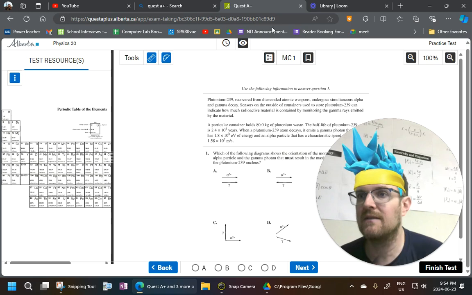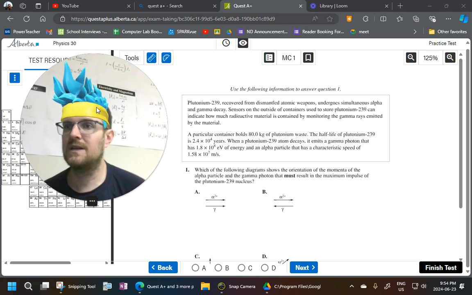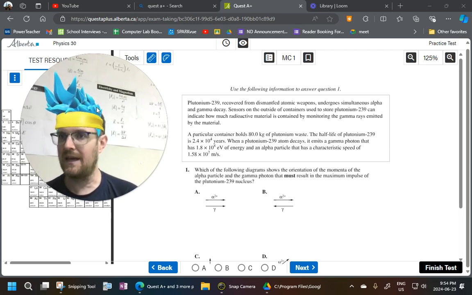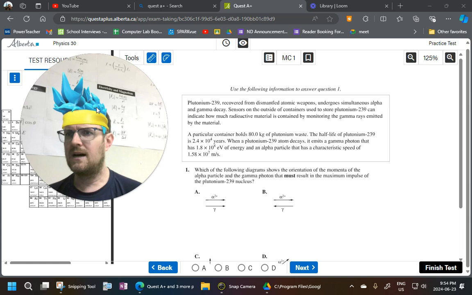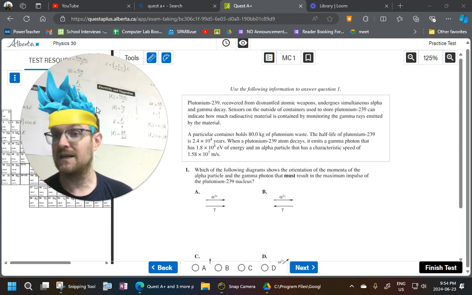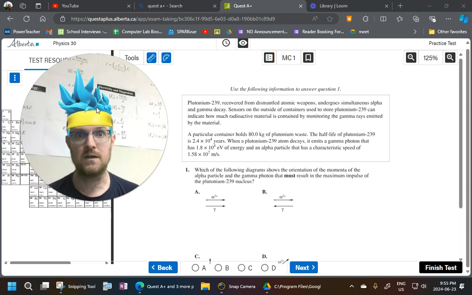What we have here, it's hard to see. I'll put my face on this side here. So we got plutonium is discovered from dismantling atomic weapons, undergoing simultaneous alpha and gamma decay. All right? I hate the gamma decay. I don't really like that. Sensors on the outside of the container used to store the plutonium-239, that's important probably, indicate how much radioactive material is contained by monitoring the gamma rays emitted by the material. A particular container holds 80 kilograms of plutonium waste. The half-life is 24,000 years. It's quite long. All right.